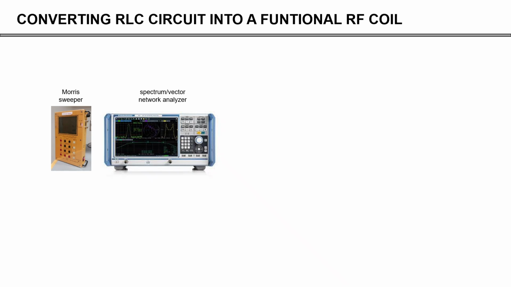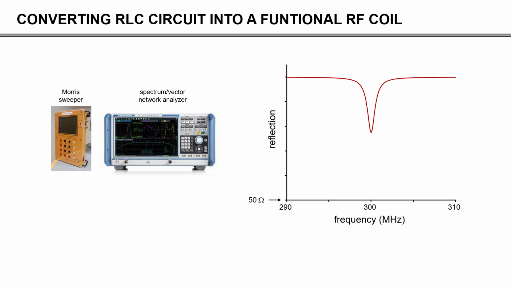Okay, so that's the hardware. How would you do that in practice? Well, you would use a network analyzer or a sweeper or something like that. But basically, you're going to get a curve something like this. So here, of course, the horizontal axis is the actual frequency. But the bottom line here, typically, that is 50 ohms.